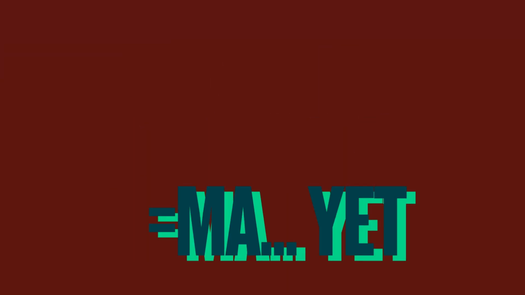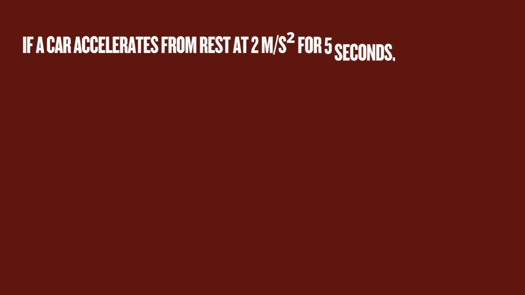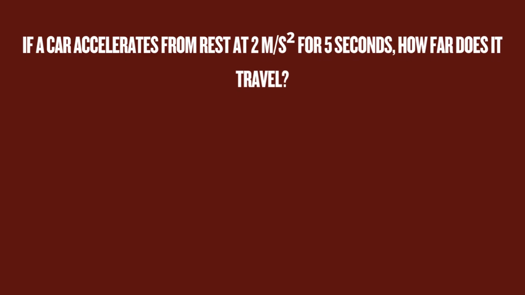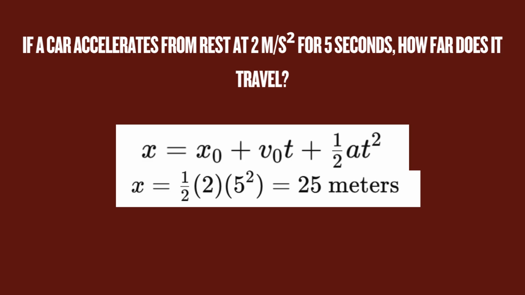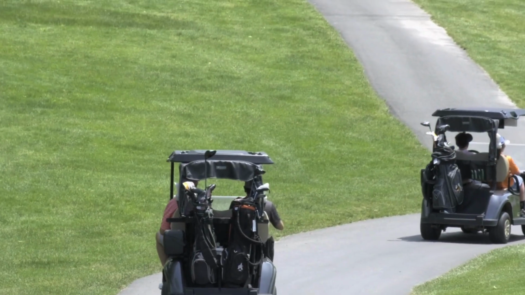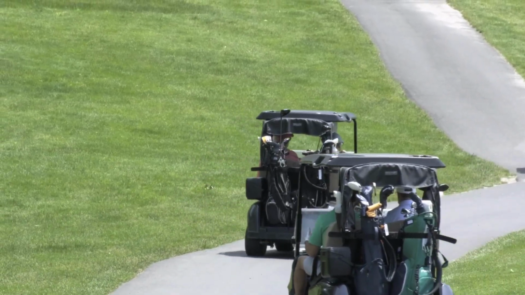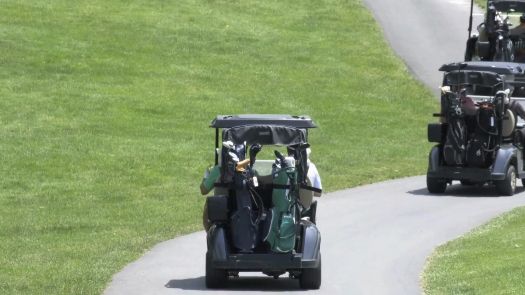A kinematics problem might ask you something like, if a car accelerates from rest at 2 meters per second squared for 5 seconds, how far does it travel? We plug the numbers into the kinematics equation: 25 meters. That's pure kinematics. It's just describing a movie scene without knowing anything about the behind-the-scenes mechanics. You're just watching the motion unfold here with kinematics.